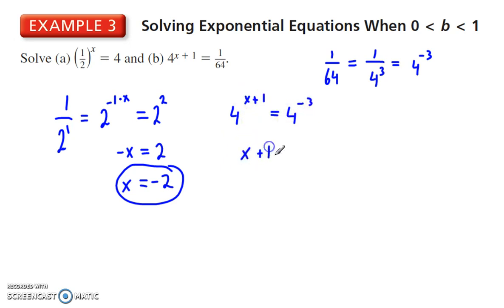X plus 1 is equal to negative 3. Subtract 1 from each side. And x is equal to negative 4.